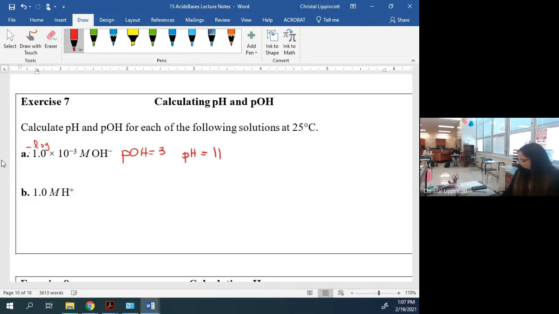That's your POH. Your POH plus your pH equal 14. So if I know this, I subtract this from 14, I get 11. Take the negative log of 1. That will give you your pH value here. And then you have to calculate your POH.